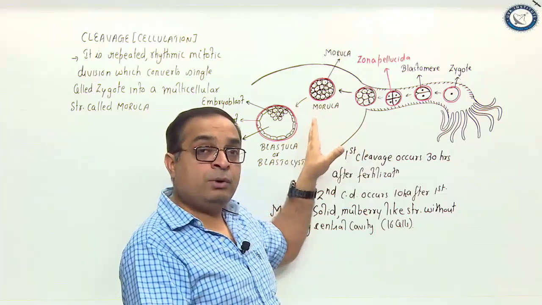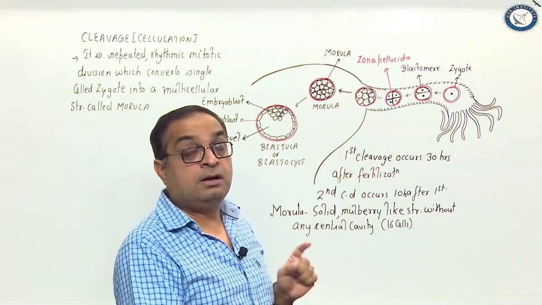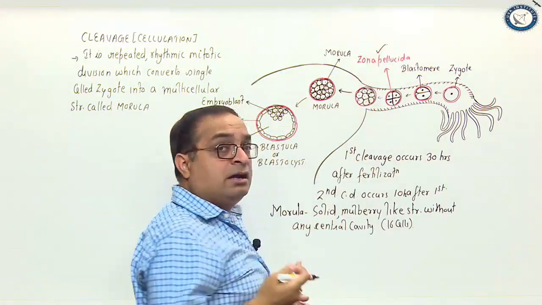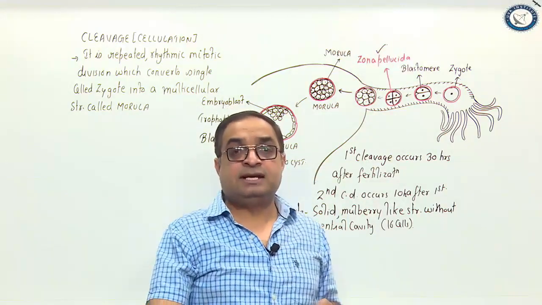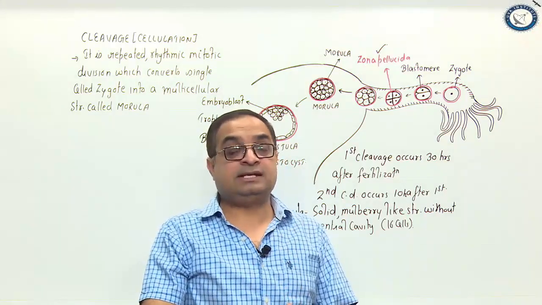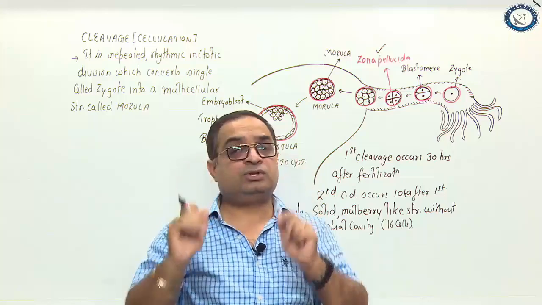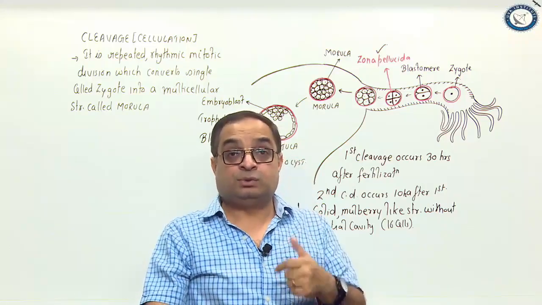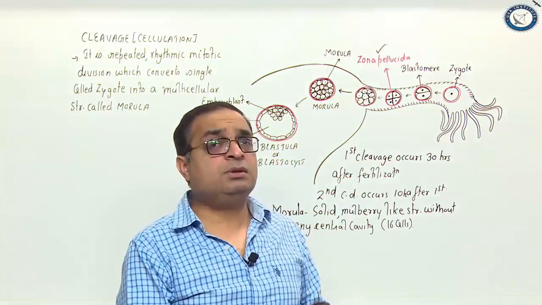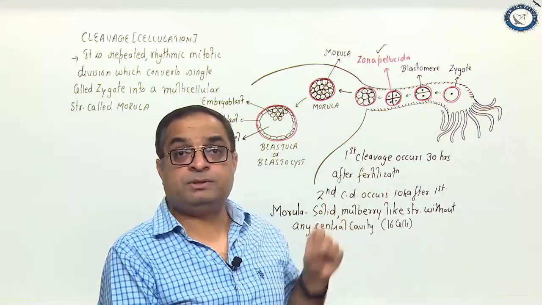The size of morula and zygote is nearly similar. Why? Because this layer, Zona Pellucida, a glycoproteinaceous layer, is still intact. Till the time zona pellucida is intact, the size of that structure cannot increase because zona pellucida is not allowing that. Now, why does the zona pellucida not dissolve in the fallopian tube itself?